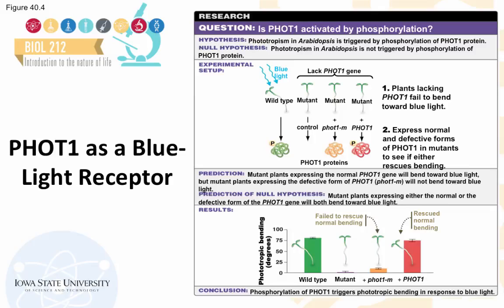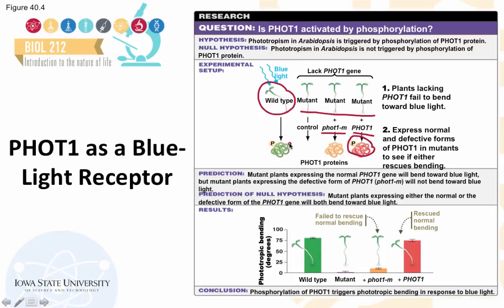Scientists discovered the mechanism of activation of the FOT1 protein by growing both wild-type Arabidopsis plants and plants that had a mutation in the FOT1 gene in the presence of blue light. They grew the mutant plants under various conditions. The first involved growing these mutants on their own without any additional treatment. The second condition involved the addition of a mutated FOT1 protein which was unable to be phosphorylated. And the third involved the addition of a functional FOT1 protein that could be activated by phosphorylation.